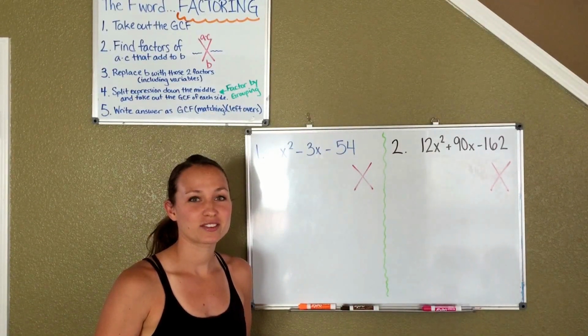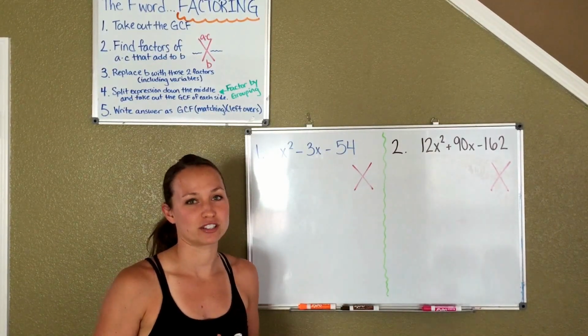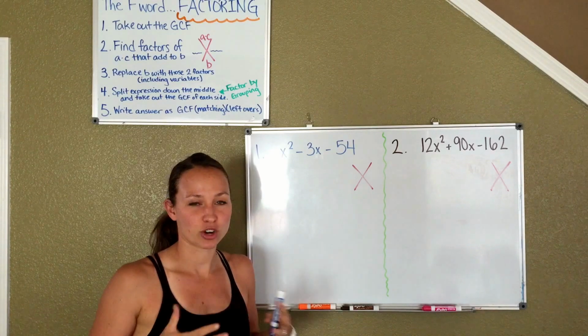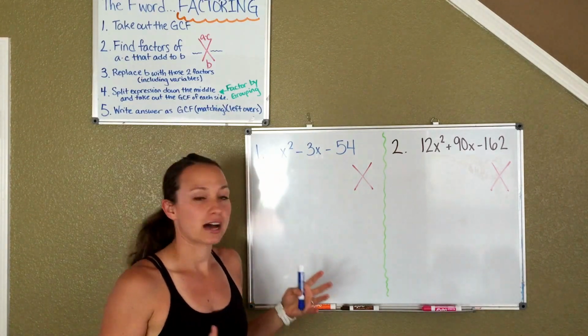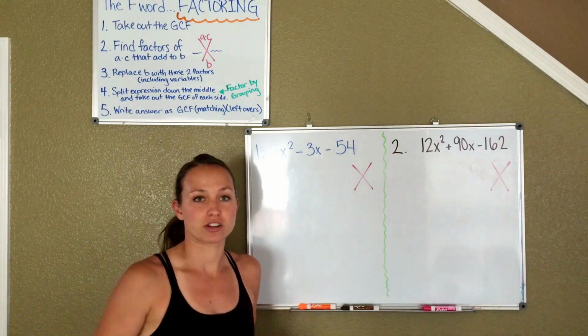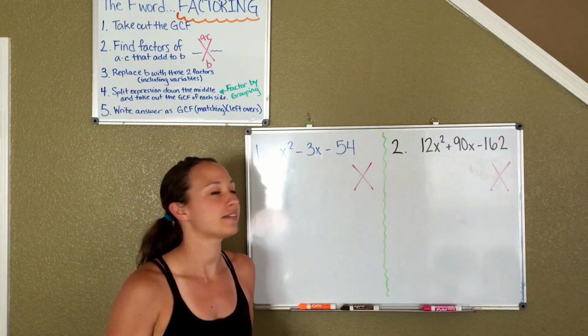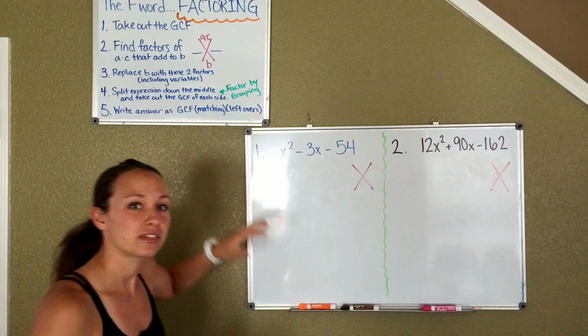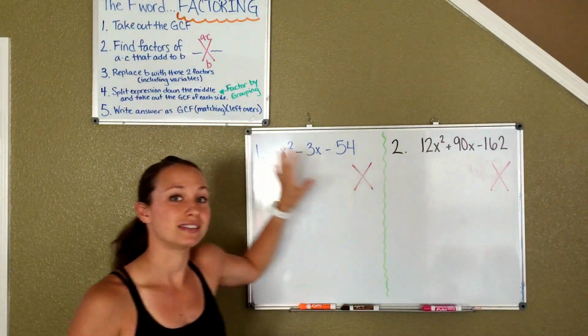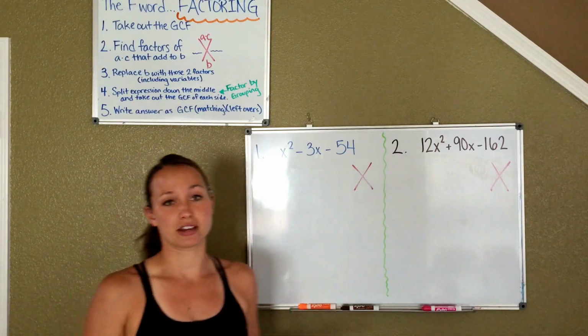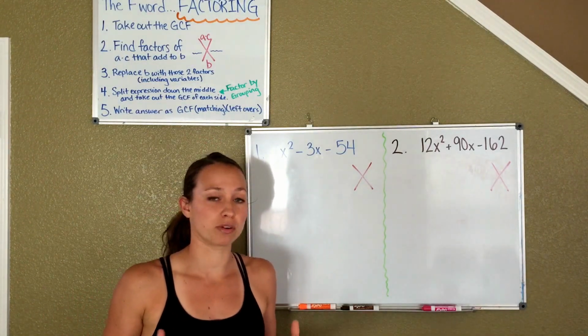All right, so today we're talking about the dreaded F word of math. We're calling it factoring. In algebra, this is a common skill that you will use throughout the rest of your high school or college career in math. So let's get started. We're going to come up with these 5 steps to help us with problems 1 and 2. These 5 steps will allow you to do any factoring problem that your teacher or professor gives you.